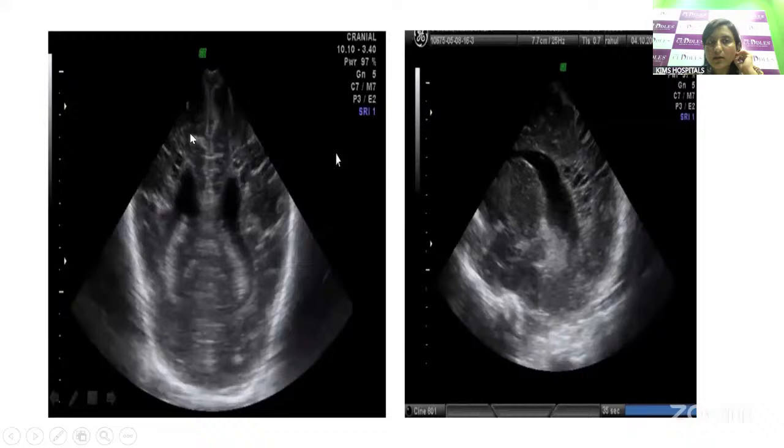So again, identify the views and the finding. So in this, we are able to see some cysts which are present in the frontoparietal region. Here they are seen just above the lateral ventricles in the coronal view, superior and lateral to the lateral ventricles. And in the sagittal view, it is seen superior and posterior to the lateral ventricles. So these frontoparietal cysts fall under grade 2 PVL.